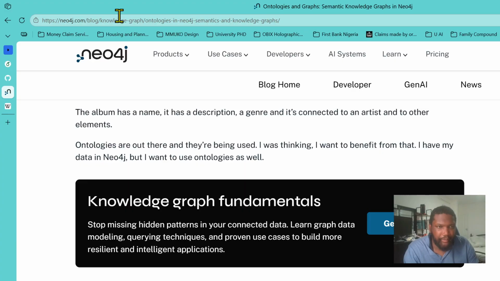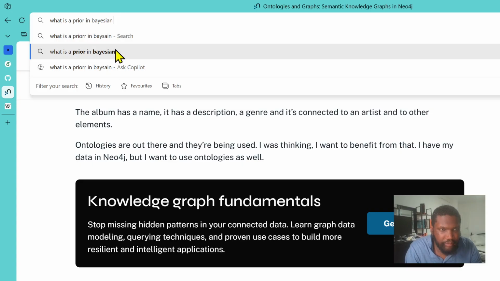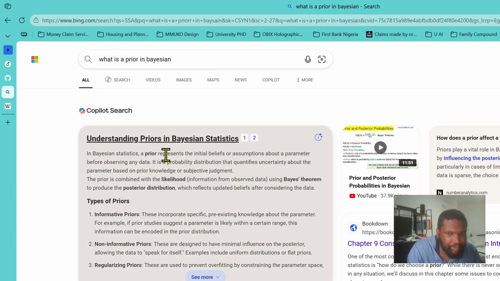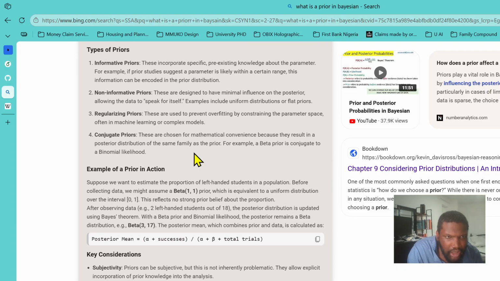What is a prior in Bayesian? Prior. This is prior and posterior as probability itself. Informative prior: the pre-existing knowledge of the data problem. The study is likely to consider non-informative priors designed to minimize influence on the posterior. Example: uniform distribution for flat priors.